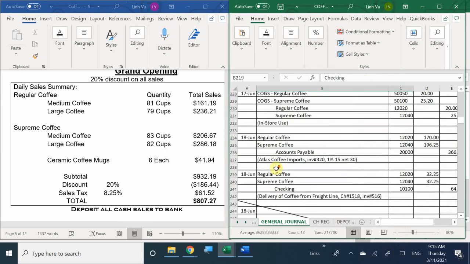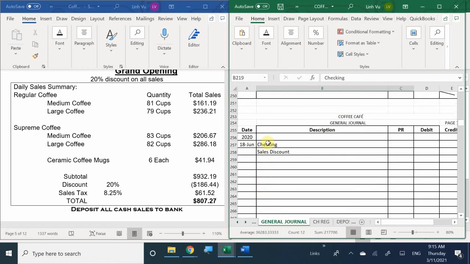So I'm going to copy from up here and paste it down here because you guys are reading it a little too quick right here. So we got sales medium regular coffee, sales large regular coffee, medium supreme coffee, and we have large supreme coffee. What else do we have here? Sales tax. Let's take a look again. What else did we sell? Oh, mugs. Coffee mug. Okay, so what is the specific account?